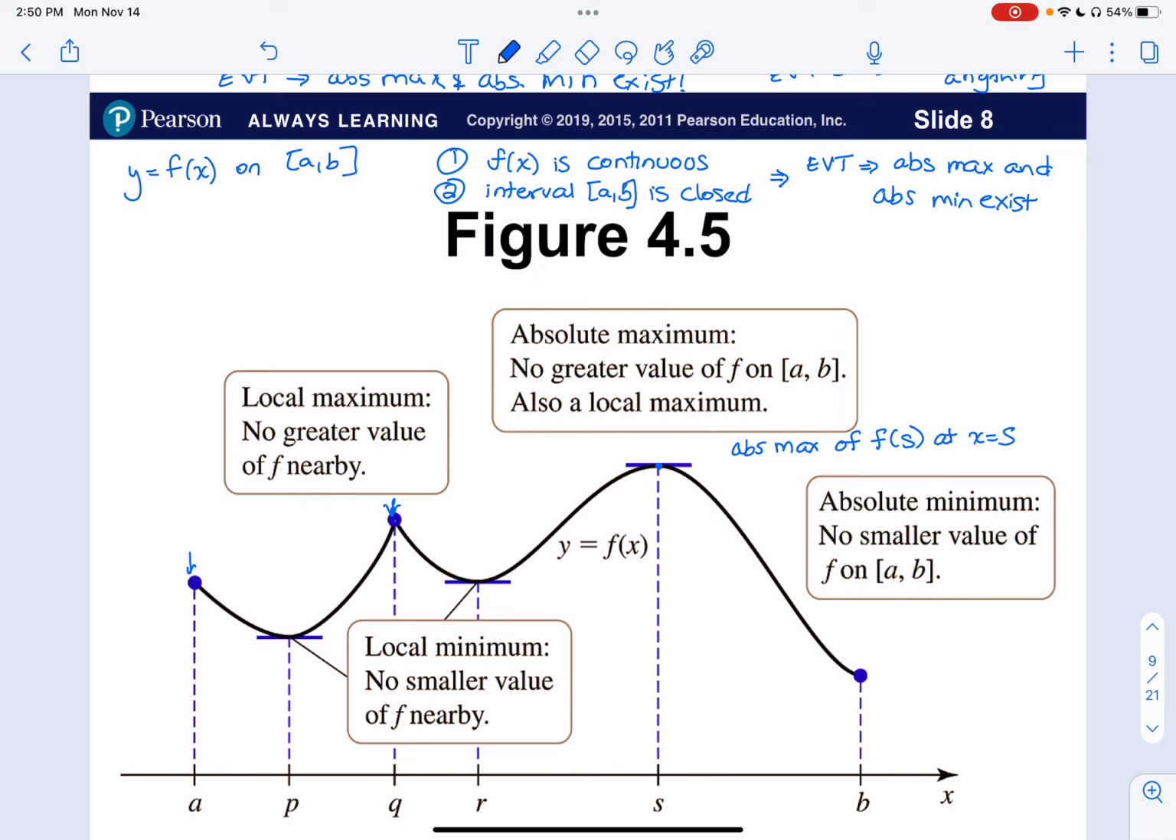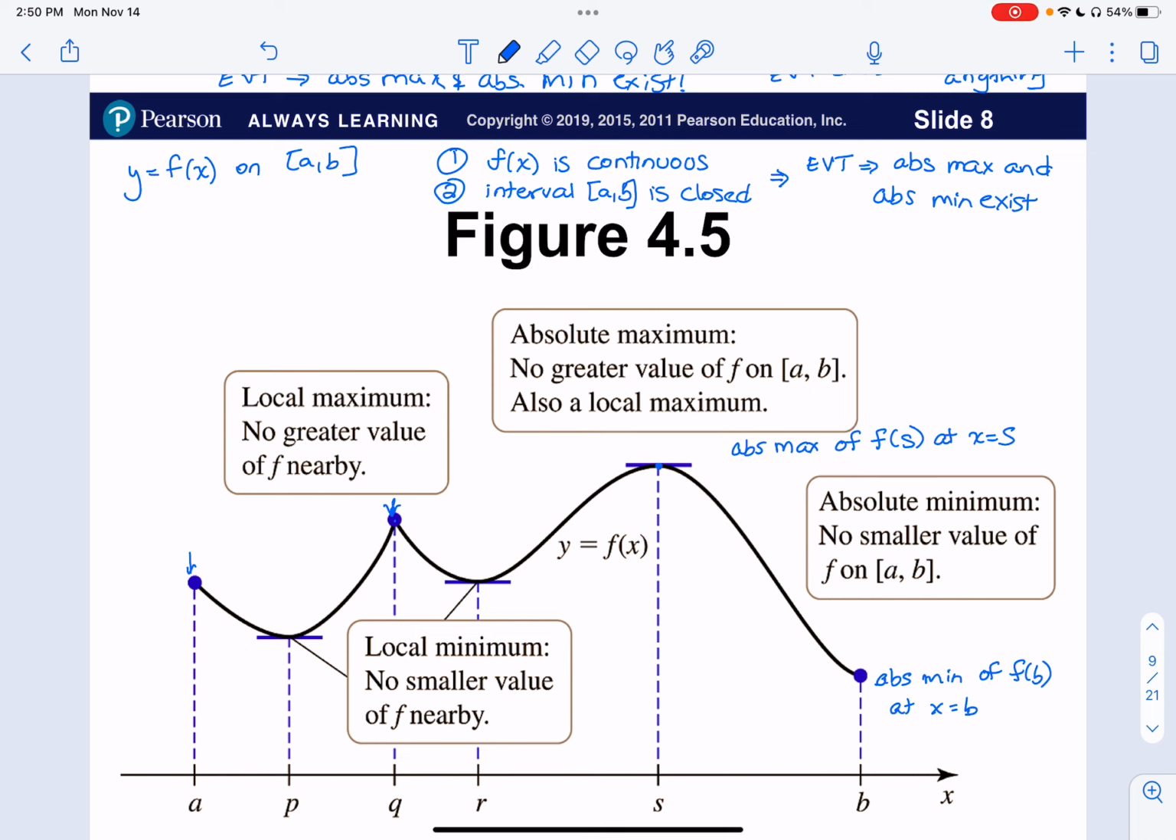Our absolute minimum is right over here at f of b. So we have an absolute min of f of b at x equals b. And you'll also notice that there's two other local minimums right over here that are smaller in the interval, but their values of f of r and f of p are not as low as what it is for f of b. Okay, so those are local minimums. You probably remember those also from algebra.